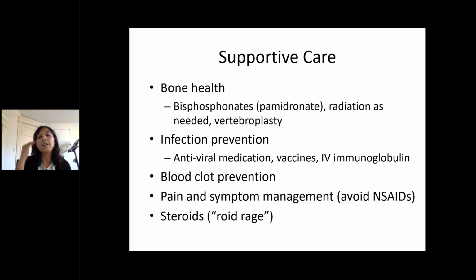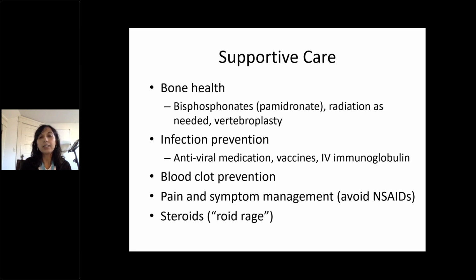So supportive care, this is a really important part of the care of a patient with multiple myeloma. As we talked about, bone disease can obviously be very disabling and hard to manage. So the bone strengthening agents are really important. Radiation as needed for pain relief. And then sometimes when myeloma affects the spine, it can cause collapse of the vertebrae, and sometimes we need to do a procedure called vertebroplasty to help kind of stabilize the vertebra, and that helps to reduce pain.